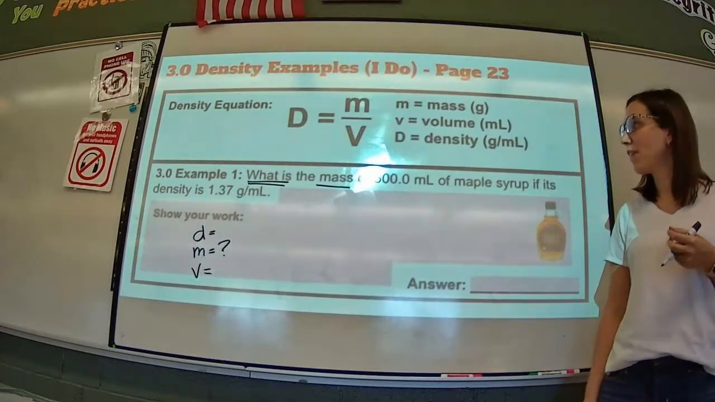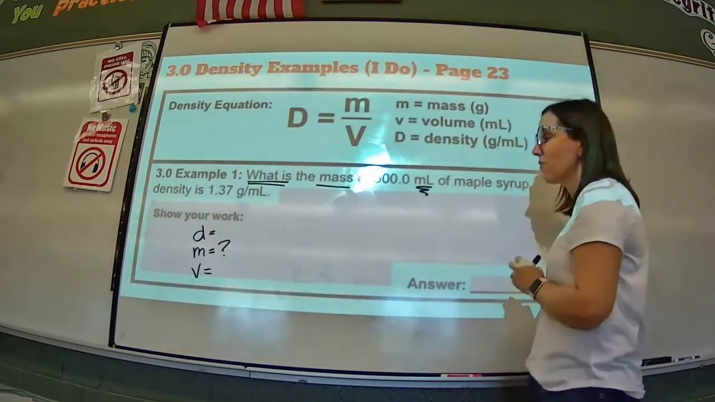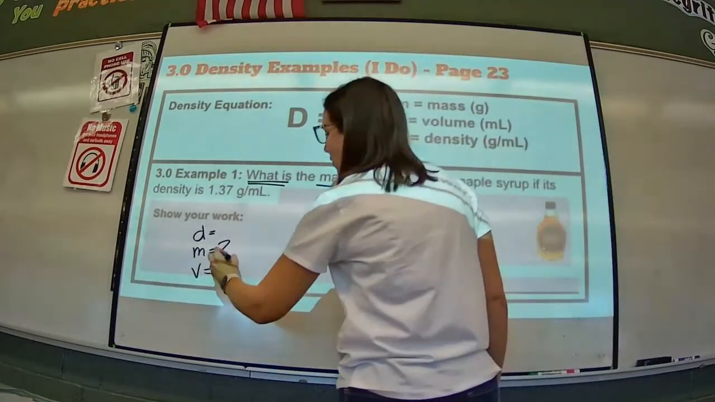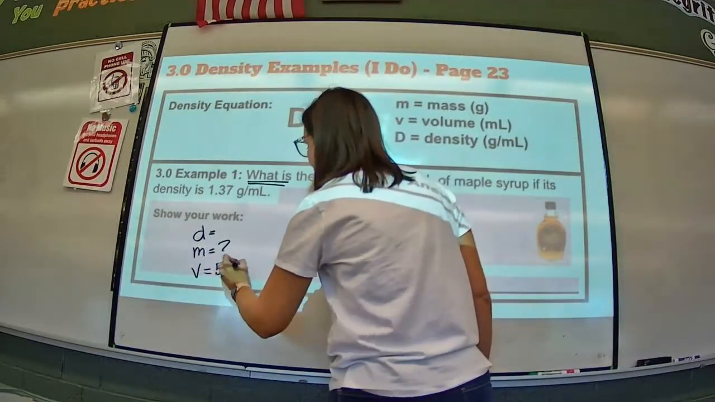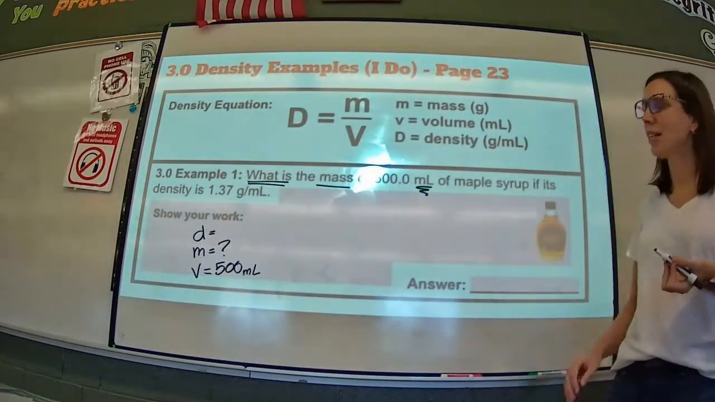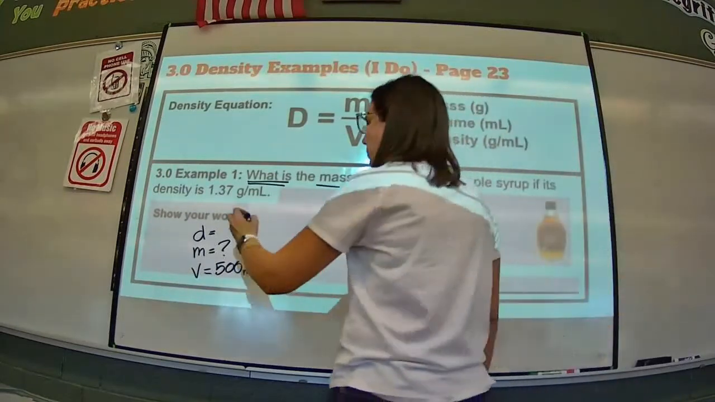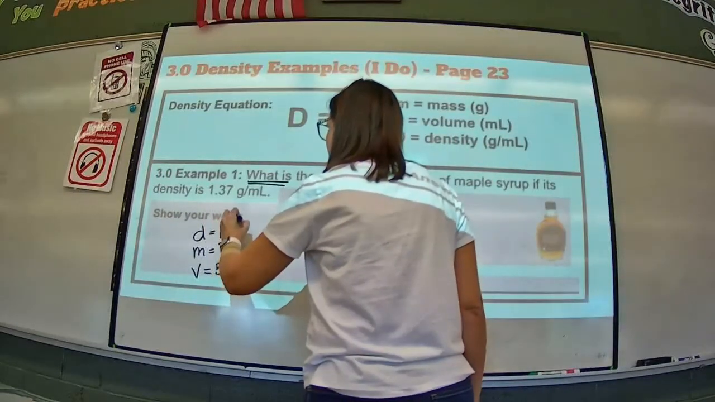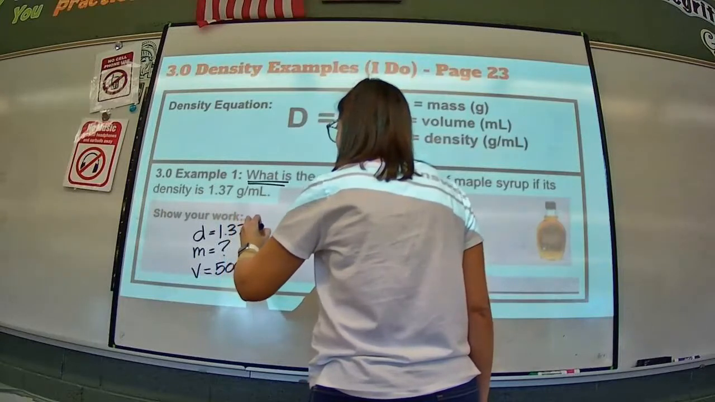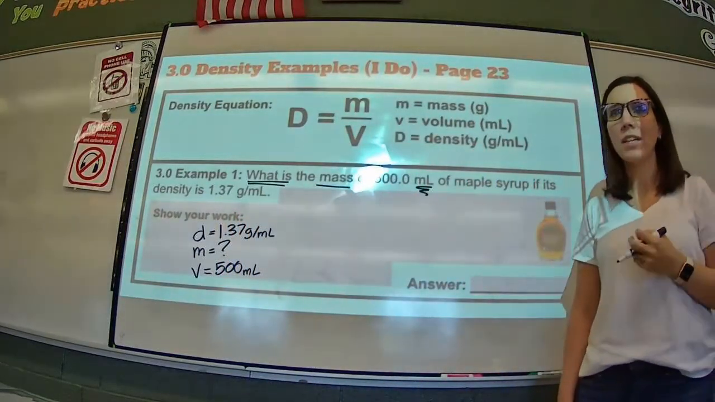And then it says 500 milliliters of maple syrup. Milliliters means volume, so our volume is 500 milliliters. And then it tells us that the density of maple syrup is 1.37 grams per milliliter.